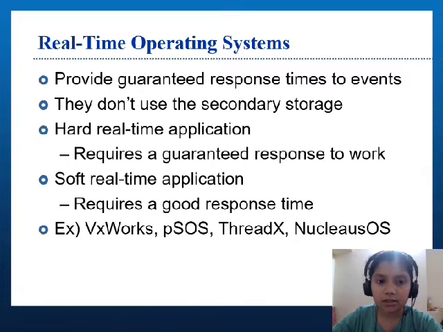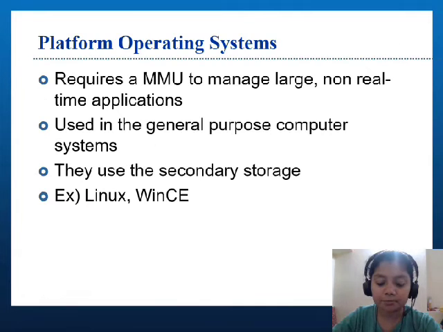Another operating system is a platform operating system. A platform operating system requires a memory management unit to manage large non-real-time applications. It is used in general purpose computer systems. They use secondary storage, whereas real-time operating systems don't use secondary storage. Examples of platform operating systems are Linux, WinCE.